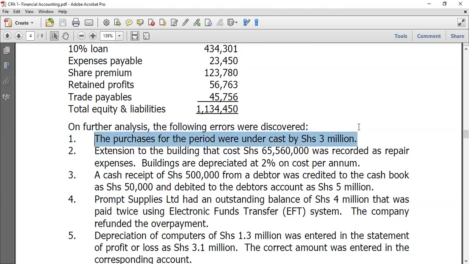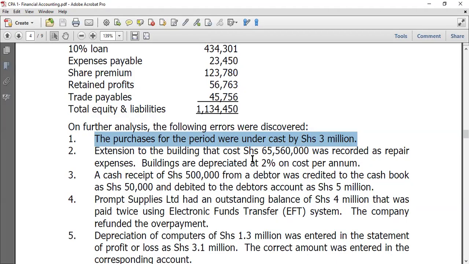The first thing that we shall ask ourselves: does this error affect our trial balance? If purchases were undercast, and it is only purchases that were undercast, definitely this error would affect our trial balance. Our trial balance will not balance by that value. And in correcting this error, anything that affects the trial balance would require a suspense account.